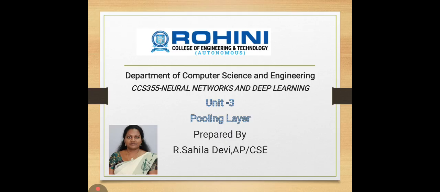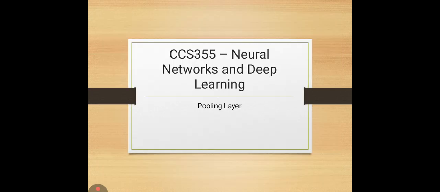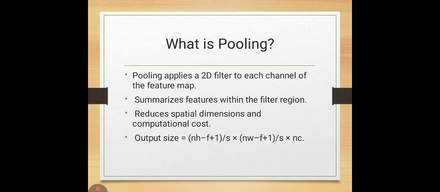So, what is pooling? Pooling is an operation applied to the feature maps generated by convolutional layers. It applies 2D filters over each channel of the feature maps and summarizes the information present in that region. The main purpose of pooling is to reduce the spatial dimension, reduce the computational cost, and preserve important features. Mathematically, the output size of the pooling depends on the input height and width, filter size, and the stride value.